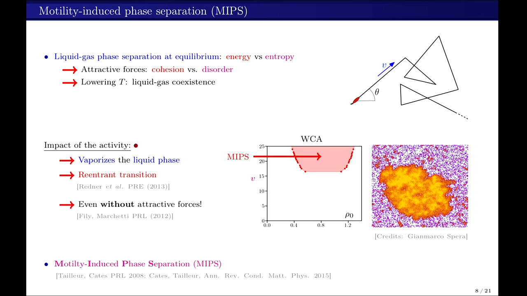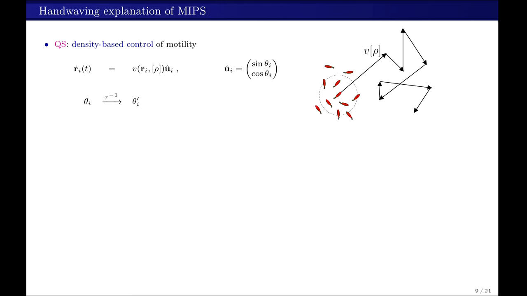And what's striking about it is that you can also observe it in the absence of attractive forces. So you just take repulsive forces, self-propulsion, and you observe this motility-induced phase separation. And now I would like to understand how this happens. So let's take, I think, the simplest scenario to understand the physics behind MIPS, which is quorum sensing active particles.